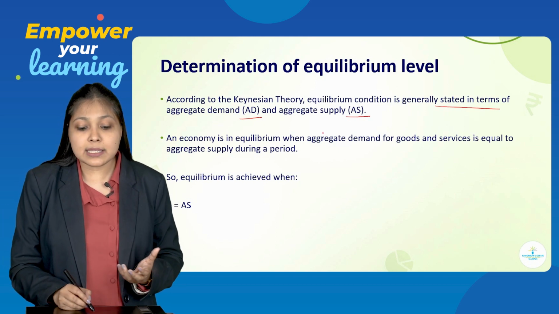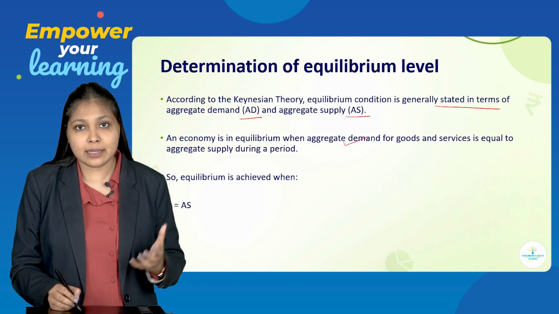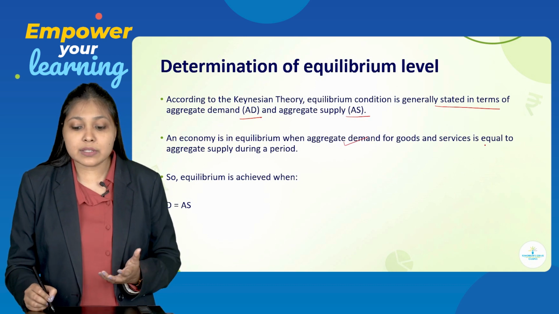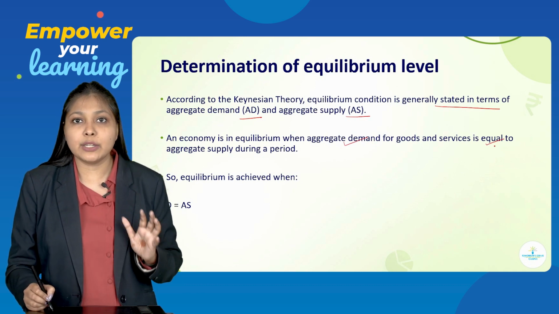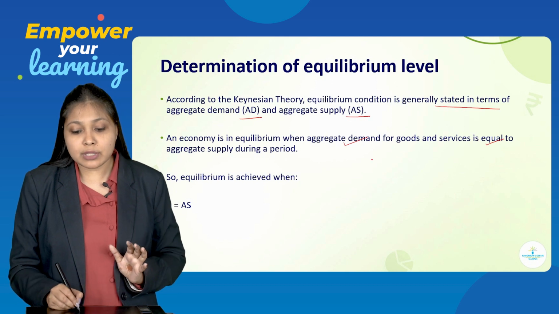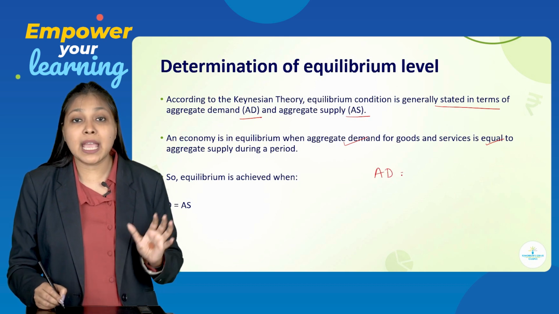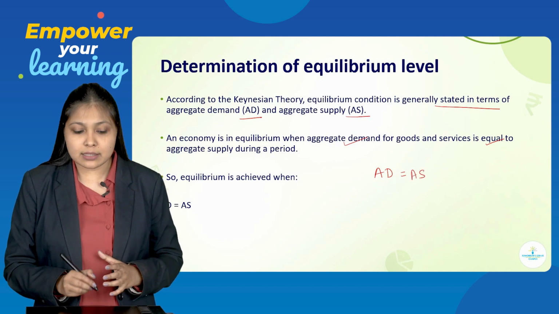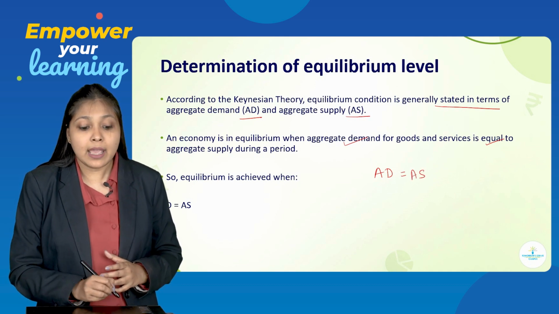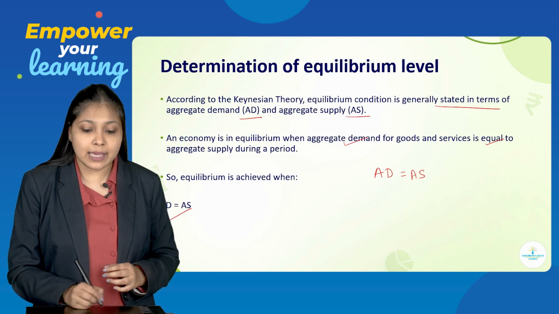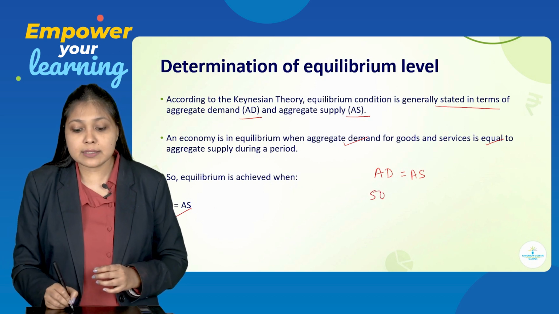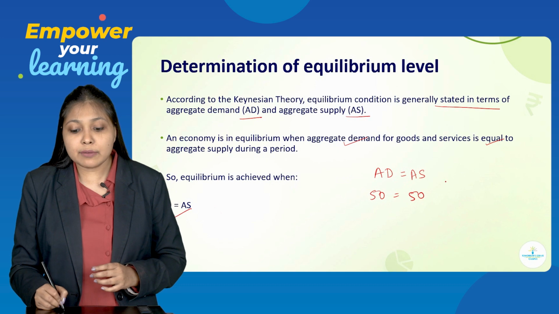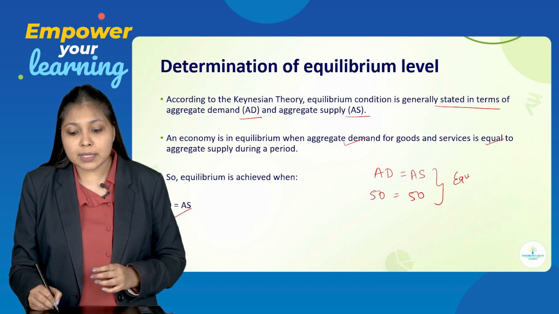Now, an economy is in equilibrium when AD, that is aggregate demand for goods and services, is equal to aggregate supply during a period of time. So that means an economy will be at its equilibrium position when AD is equal to AS. So equilibrium is achieved when AD is equal to AS. If AD is 50 units and AS is also 50 units, we would say that our economy is at equilibrium position.